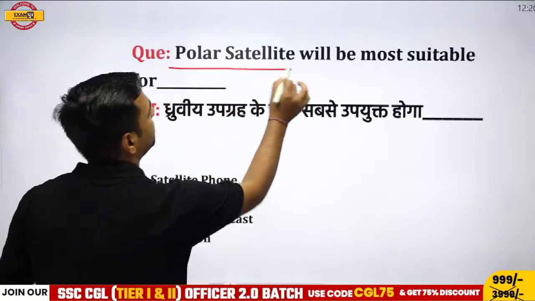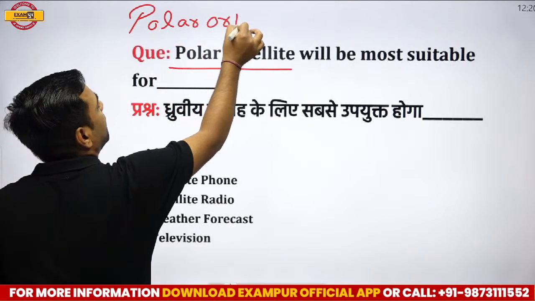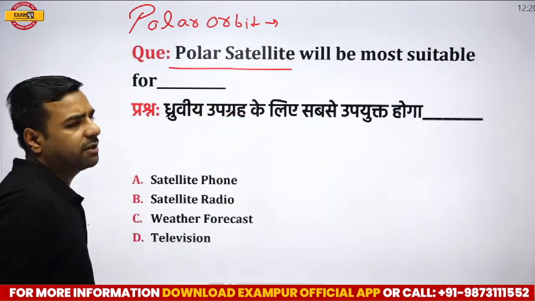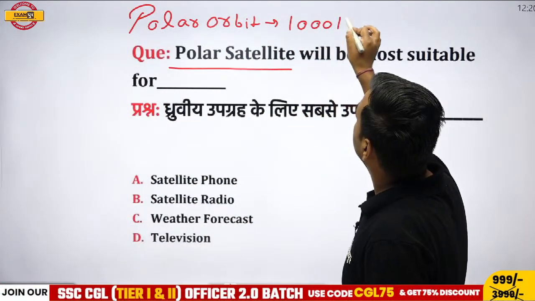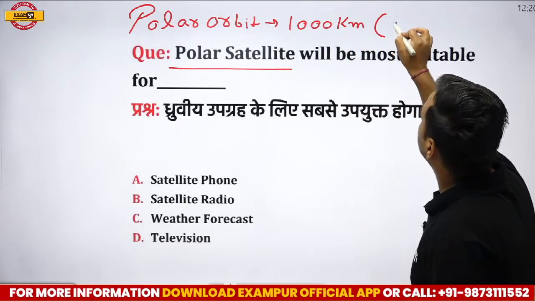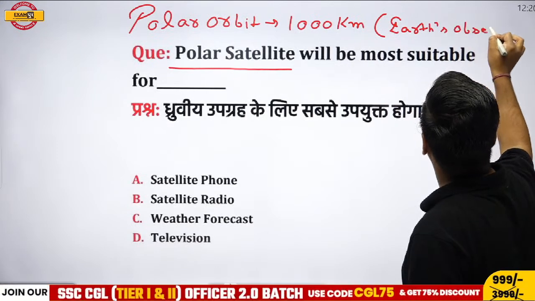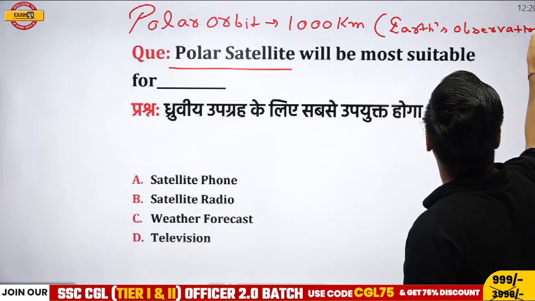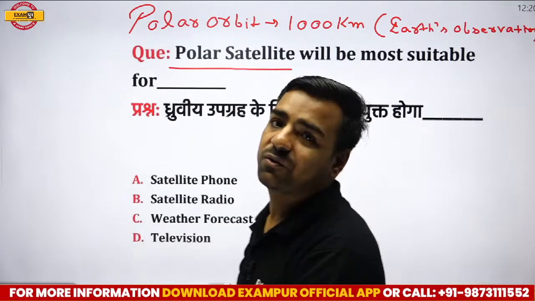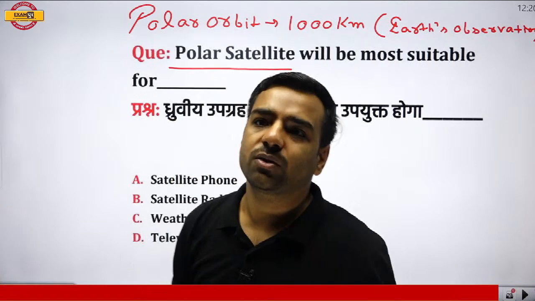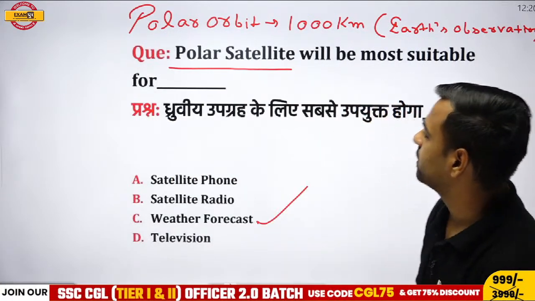If I talk about these polar satellites, they must be in the polar orbit, and we have discussed that range. It may be 800 kilometers, 900 kilometers, or 1000 kilometers. So I'll write for you, it is 1000 kilometers. And I told you, it is used for Earth's observation. Since we are talking about Earth's observation, this means we are talking about weather forecasting. So yes, Vikram, Gopinath, Akhileshwar, all of you are correct. Here, weather forecasting would be the correct answer.